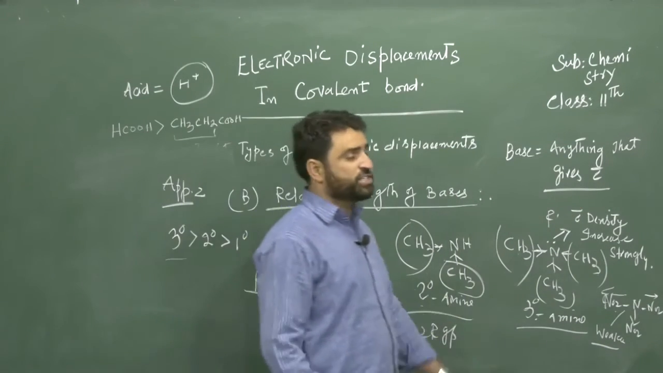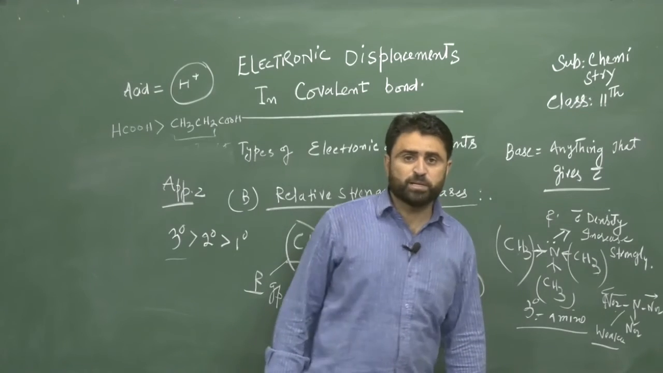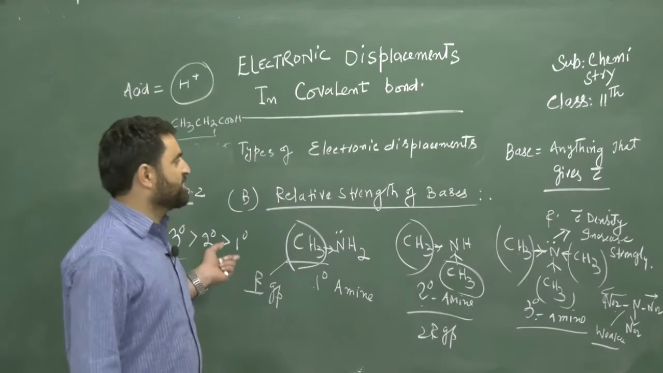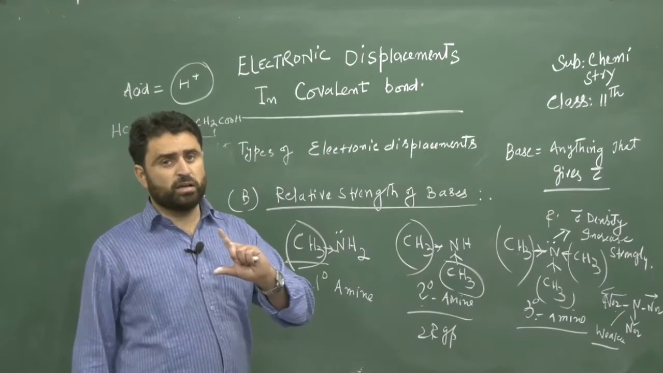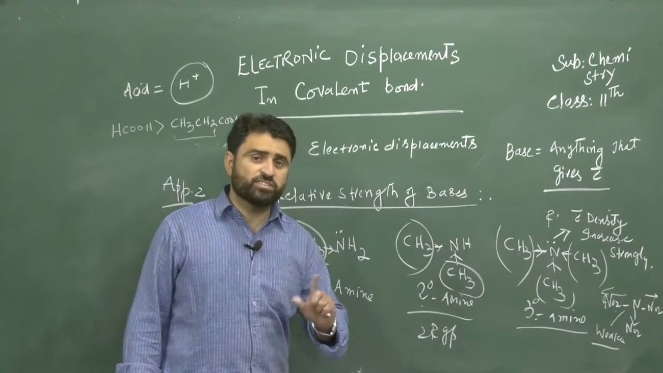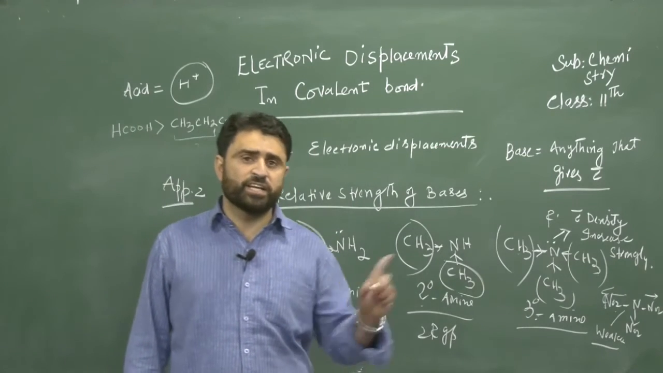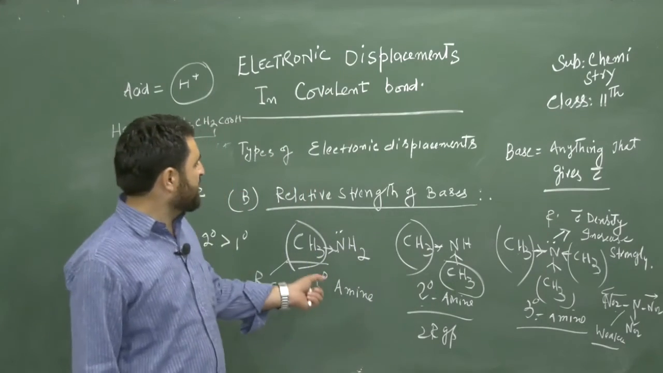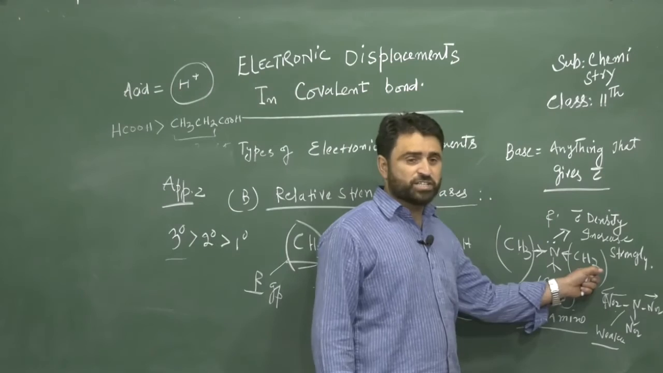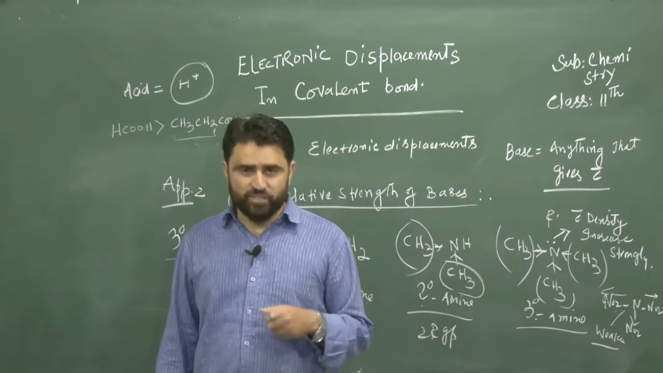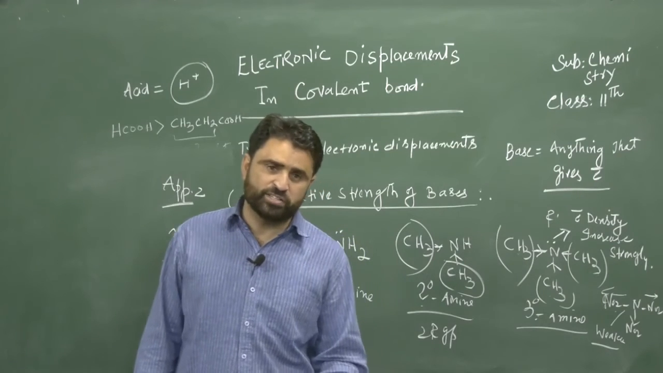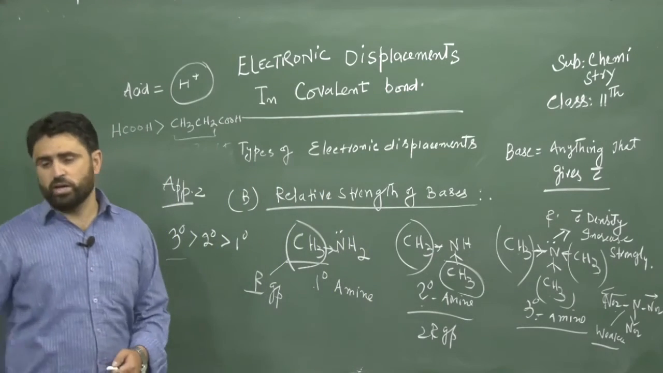Plus I effect increases basicity, but plus I effect decreases acidity. It is the reverse. I have discussed in acidity that the more alkyl groups are attached, the lower is the acidity. That is why propanoic acid is a weaker acid than methanoic acid. But in bases it is reverse. The more alkyl groups attached, the higher is the plus I effect. When the plus I effect is higher, the electron density is more, and when the electron density is more, it proves a stronger base.